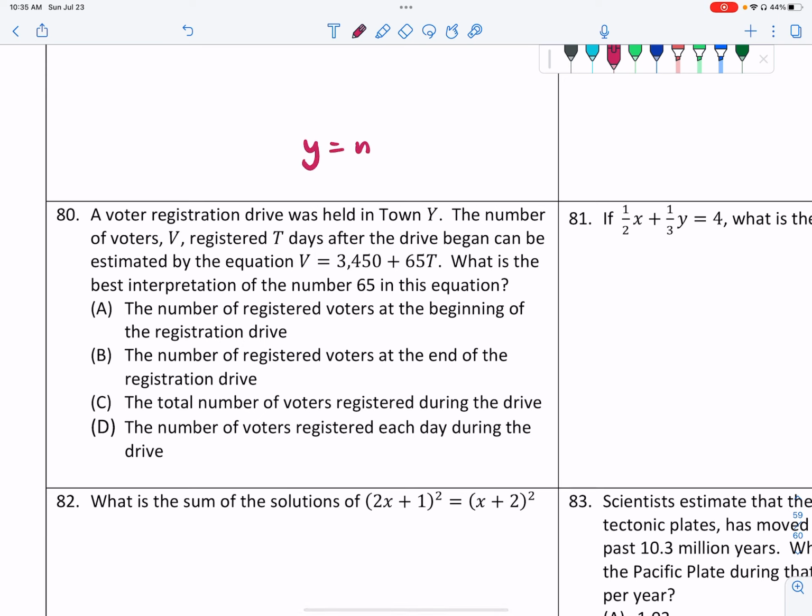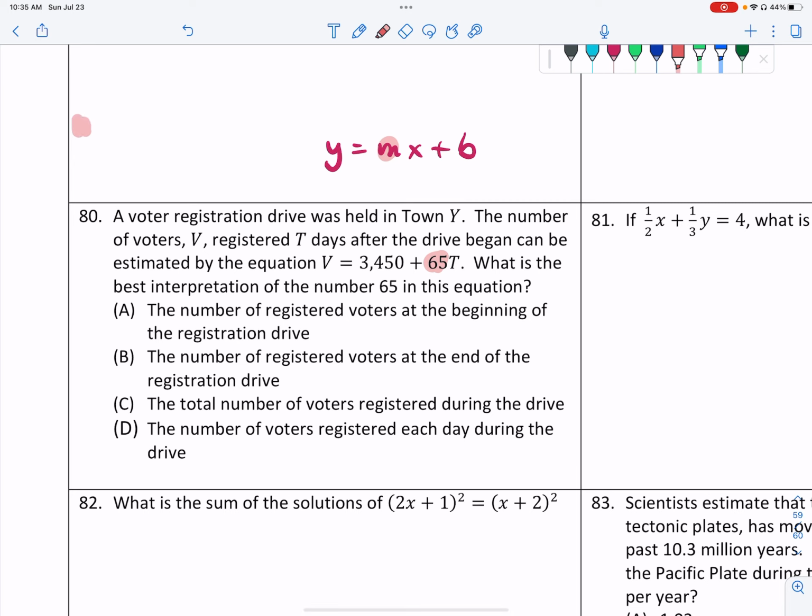Y is equal to mx plus b. It's the same thing as this. That's what the 65 is. It's a slope. And usually when we write slope, it's a change in y over a change in x. But we don't have y's and x's, so let's rewrite this with the letters that we actually do have.